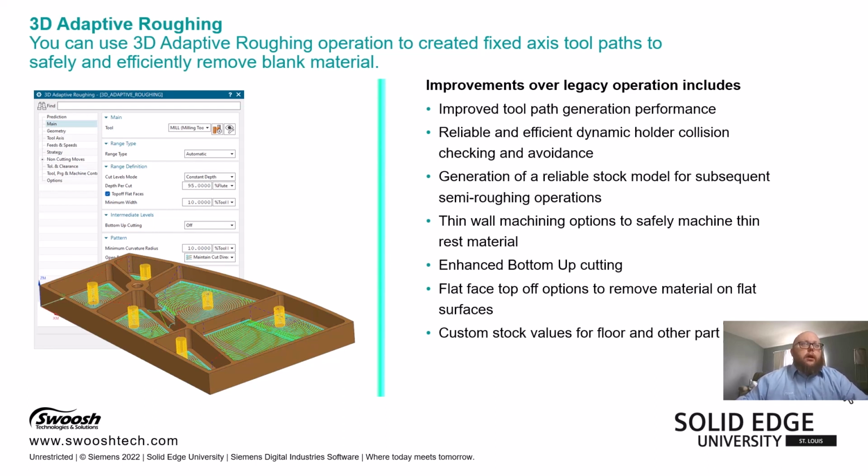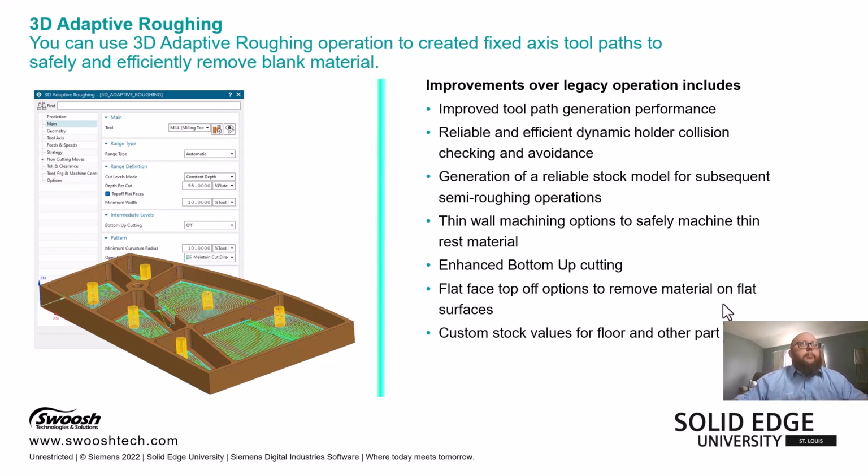previous operations. We've also had the addition of some concepts that we didn't really have inside of our previous adaptive operation, like changing the way that we can handle some thin wall machining areas, and a few enhancements in the bottom up cutting settings. And one of my favorite things is what's called flat face top off. I'll jump into Cam Pro in a moment, but this is a great way to not have to utilize bottom up cutting just to get the various faces and heights of your geometry milled in this type of operation.